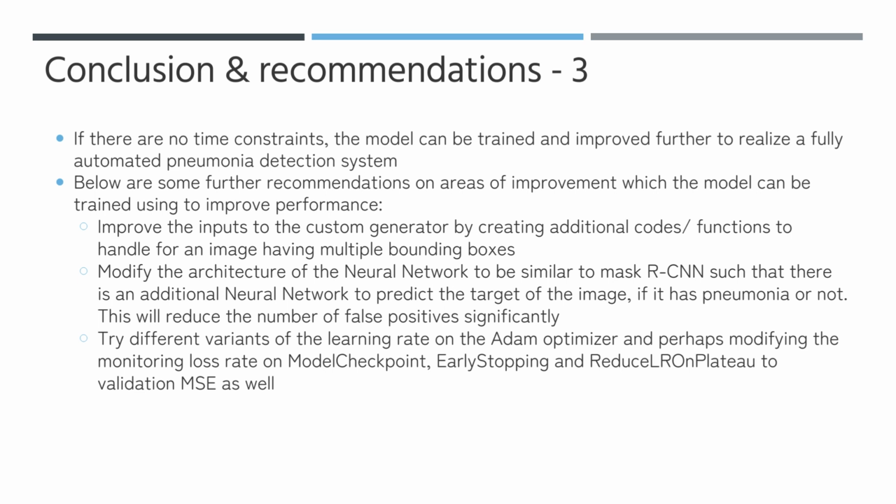Assuming there are no time constraints and in order to fully automate the process of detecting pneumonia, the model can and has to be further improved through the following points. First, improve the inputs to the custom generator by enhancing the code to handle an image having multiple bounding boxes. The current setup only accepts one bounding box per image, and it may introduce an inherent bias. The next point would be to try different variants of the learning rate on the ADAM optimizer and consider perhaps even modifying the monitoring loss rate on model checkpoint, early stopping, and reduce LR on plateau to validate MSE instead.